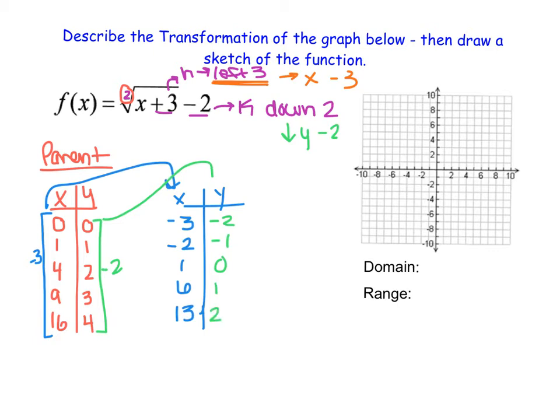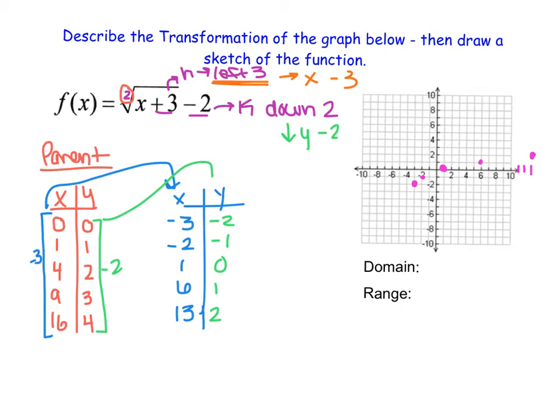So now I'm going to go to my graph and actually plot this new function. So I go to x is -3, y is -2. There's my starting point. That's where my 0, 0 start point moved. Then I have x is -2, y is -1. Then I have x is 1, y is 0. X is 6, y is 1. And if you want to try to fit this last one on here, x is 13, y is 2.